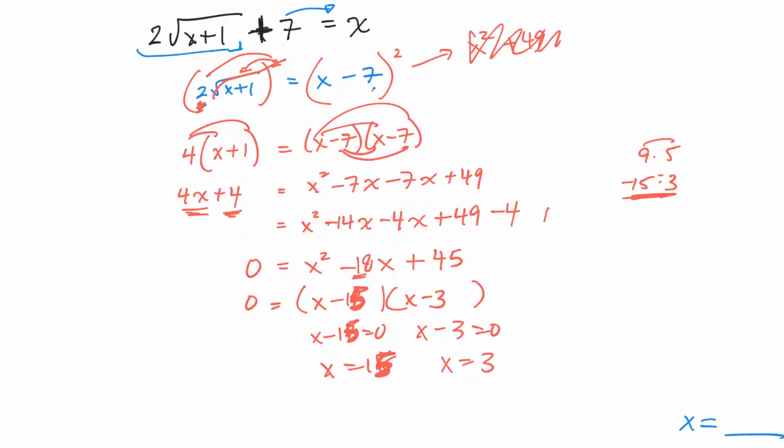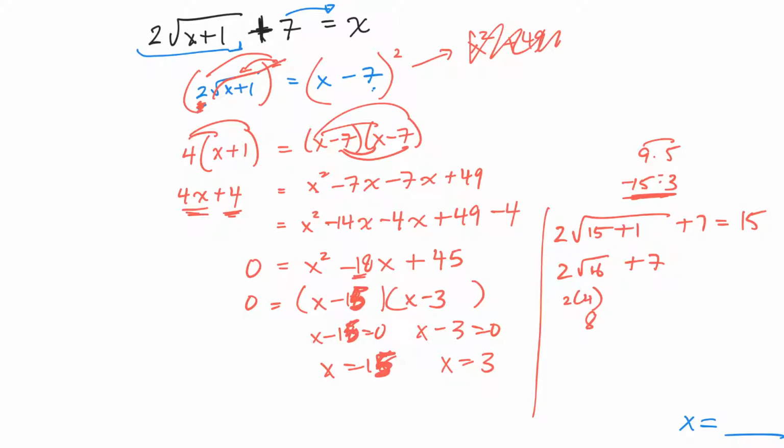There we go. Okay, so if I plug them into the original equation, 2 square root 15 plus 1 plus 7 equals 15. Let's see if it works. 15 plus 1 is 16, plus 7. Square root of 16 is 4, so 2 times 4, which is 8. And 8 plus 7, yeah, that's 15. Yeah, that one works. And then you could do the same thing with the 3, plug the 3 in and see if that works.